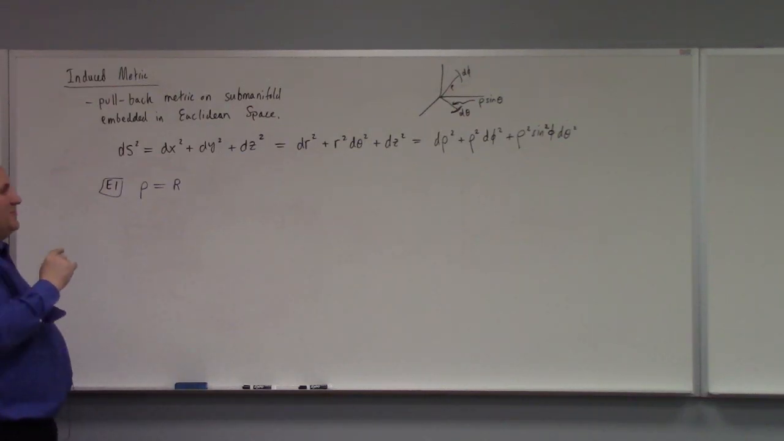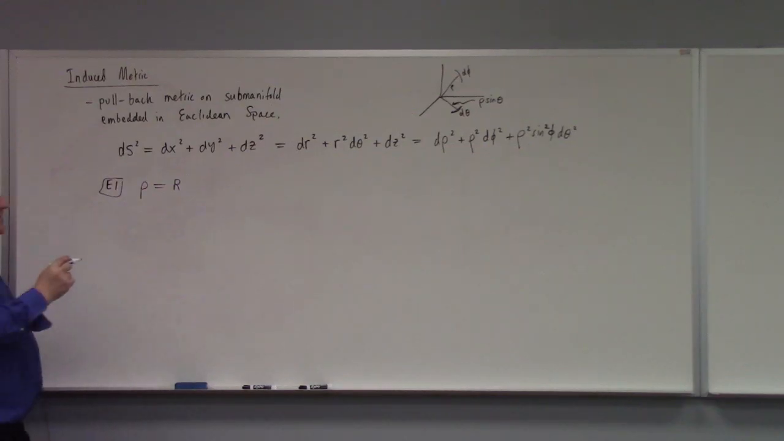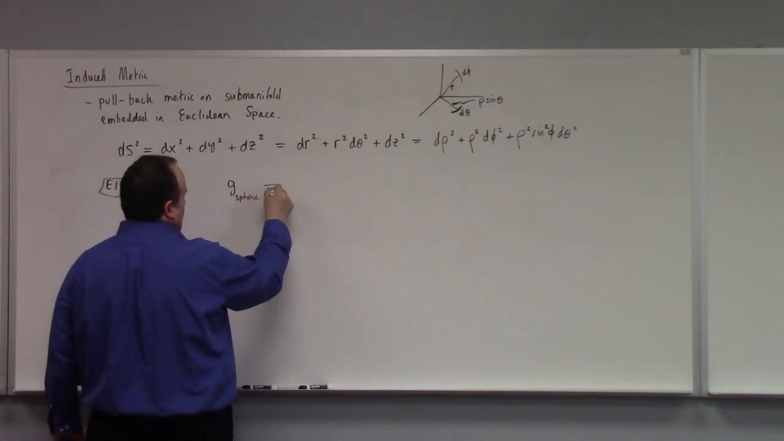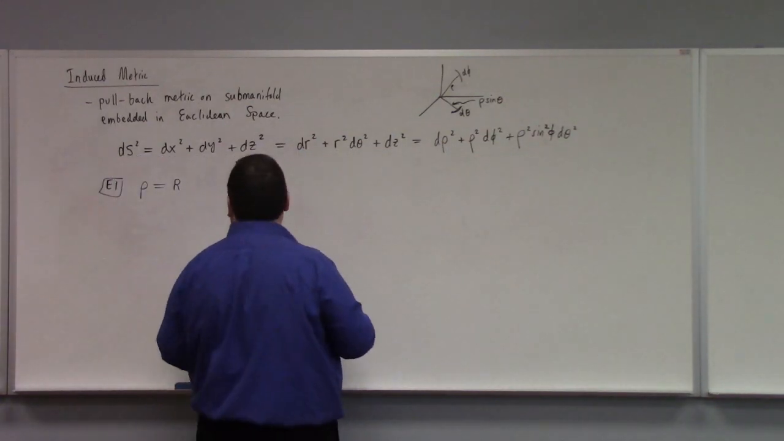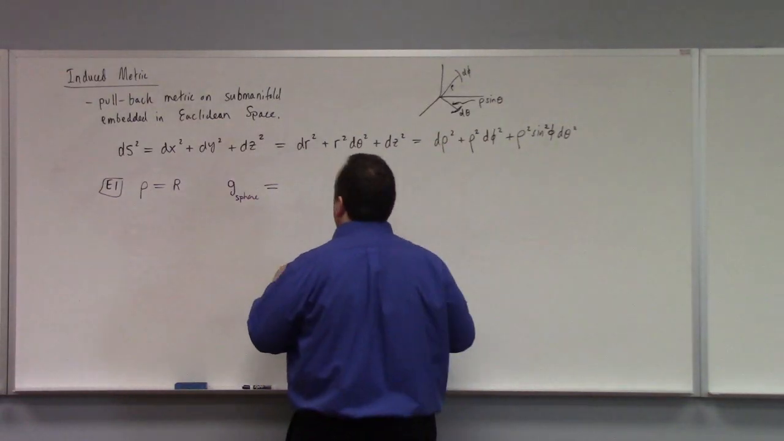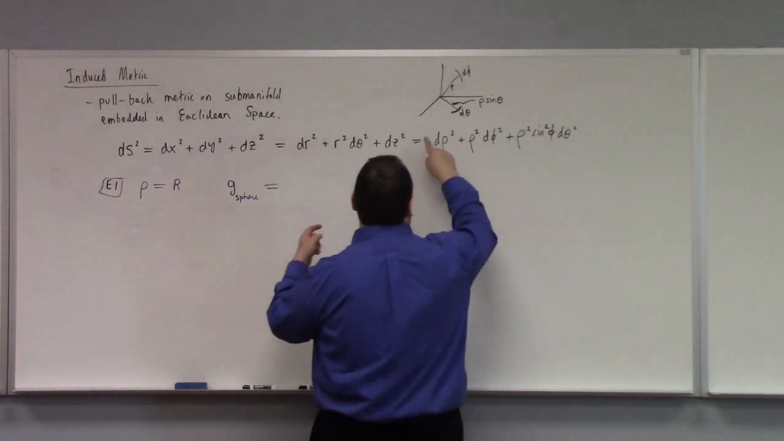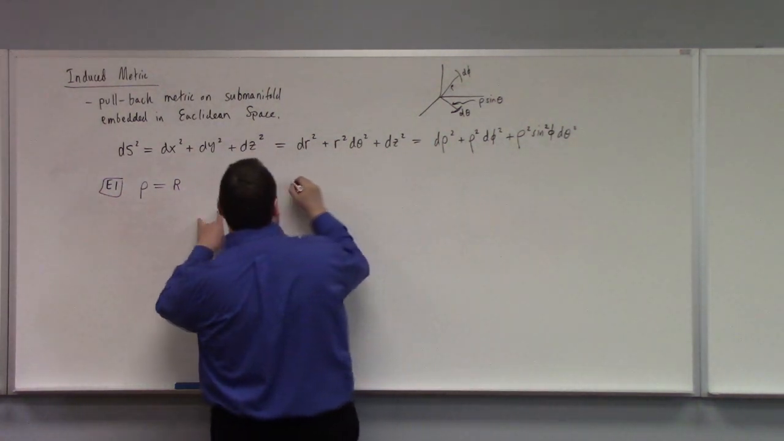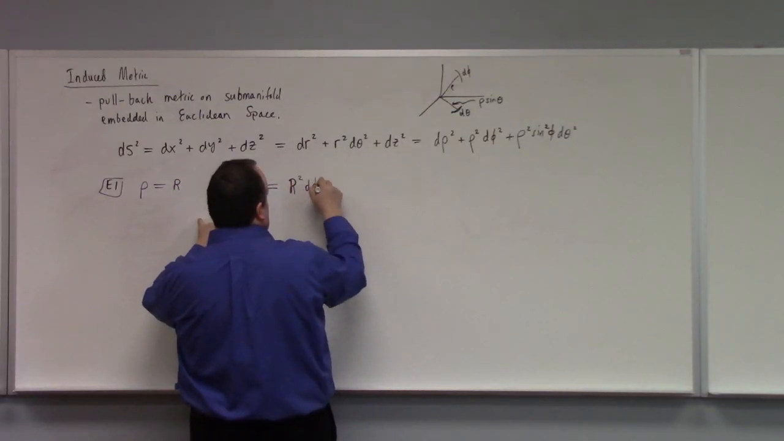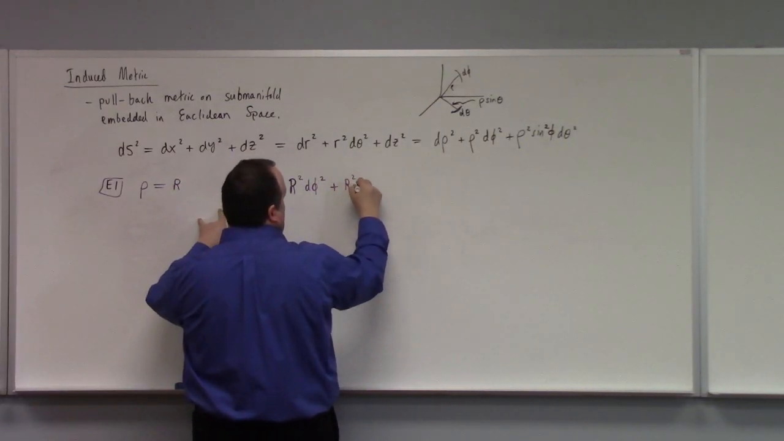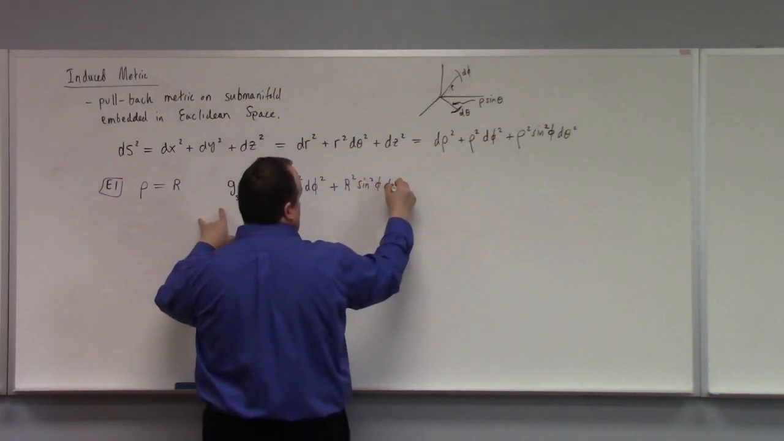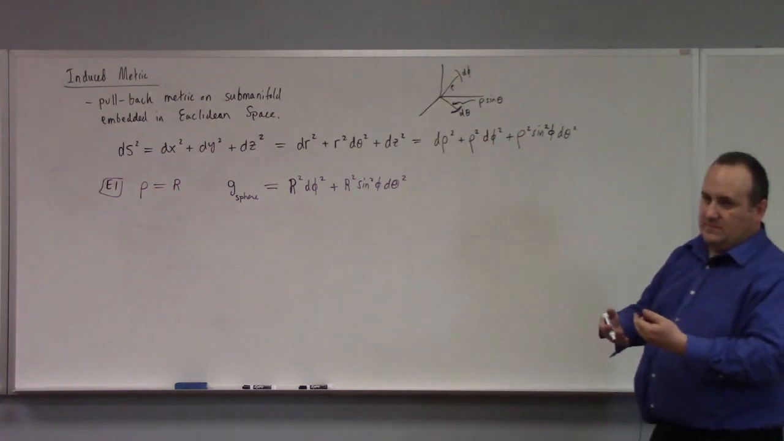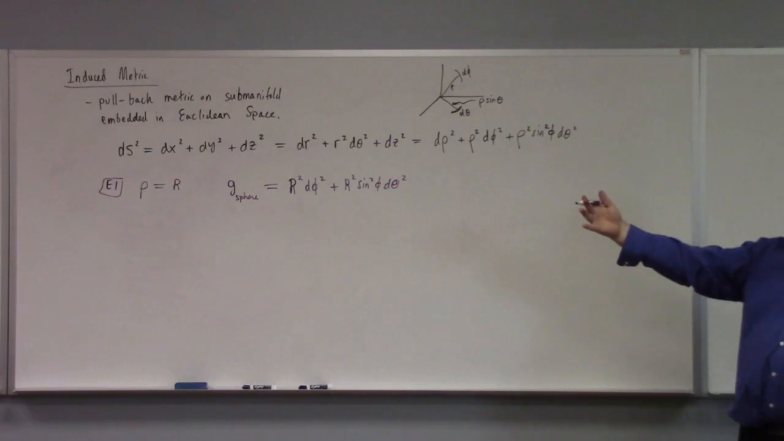I know what I want to write, I just don't know how to justify it. But the metric on the sphere is just going to be, rho is frozen. So when we pull back to the sphere, we're setting rho equal to a constant. So it just becomes r squared d phi squared plus r squared sine squared phi d theta squared. That's the pullback metric on the sphere from the larger space.